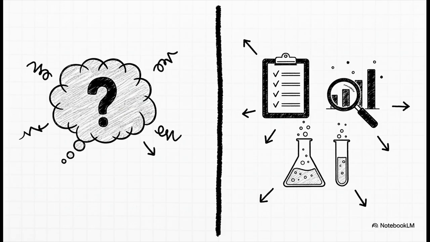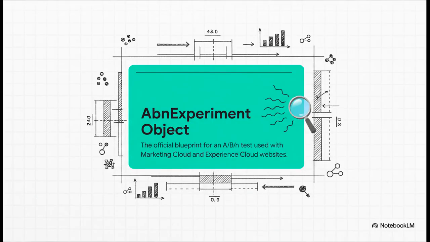And behind every single professional A/B test, there's a plan. A really detailed plan. Now, in a lot of the biggest platforms out there, that plan isn't just a document. It's a specific piece of code. It's called the AbnExperiment object. And you should just think of it as the master blueprint for the entire test. It holds every rule, every goal, and every piece of data needed to run a fair, accurate experiment.